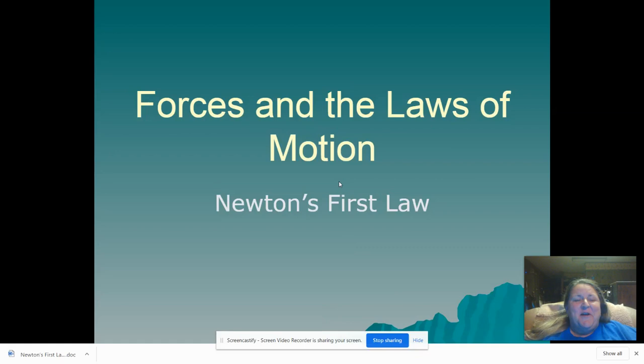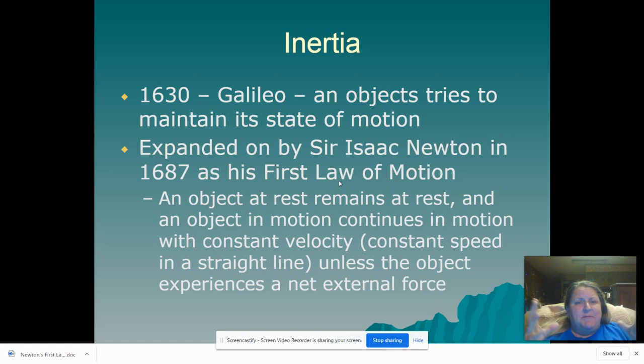Today we're doing forces and the laws of motion. We're doing Newton's first law. In 1630, Galileo, the same guy who dropped the two balls off the Leaning Tower of Pisa, came up with the idea that objects try to maintain their state of motion. So if it's standing still, it tries to sit still. If it's moving, it wants to continue moving.